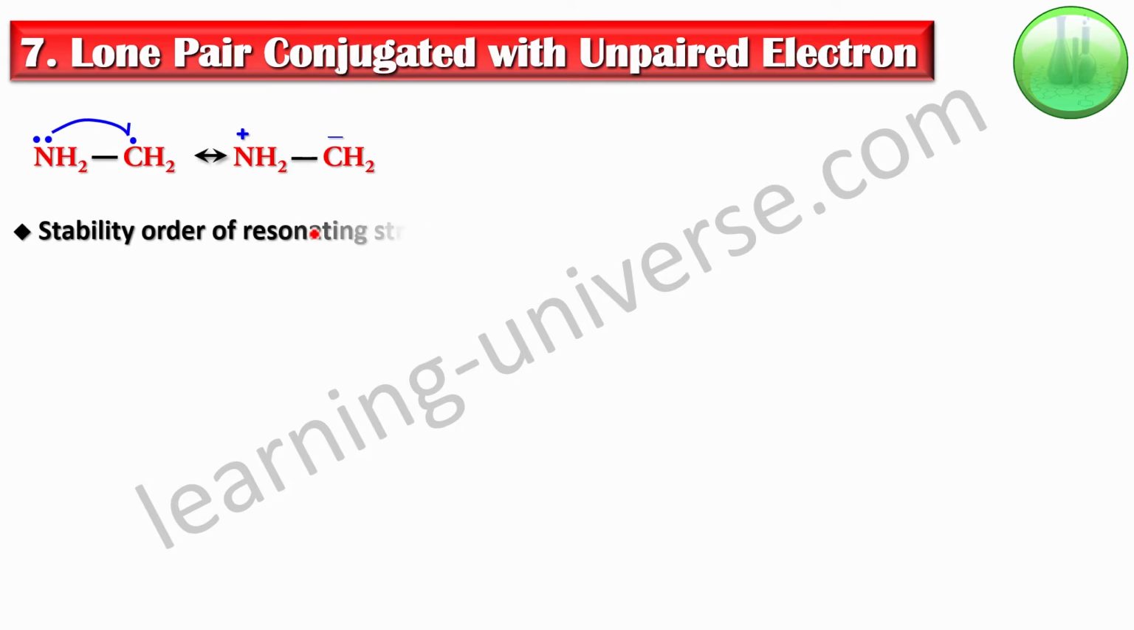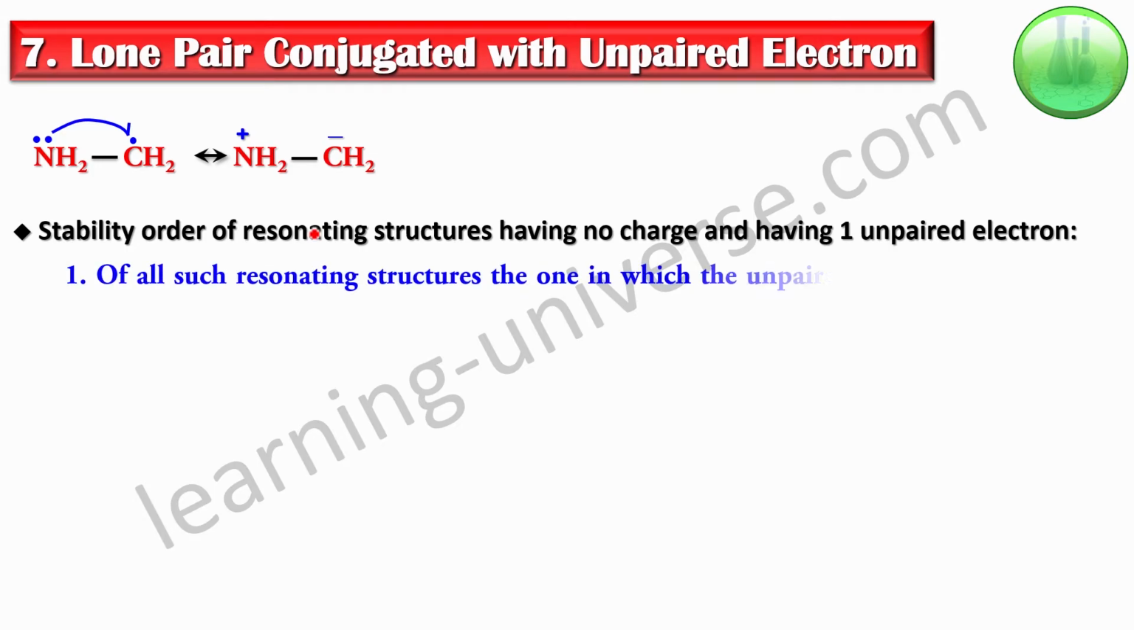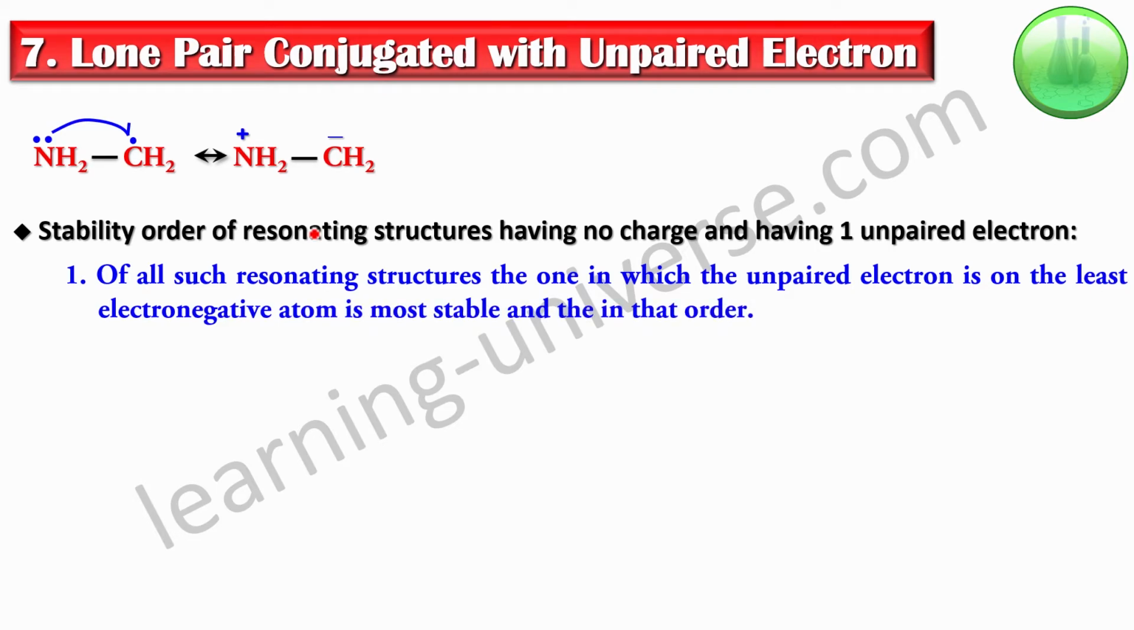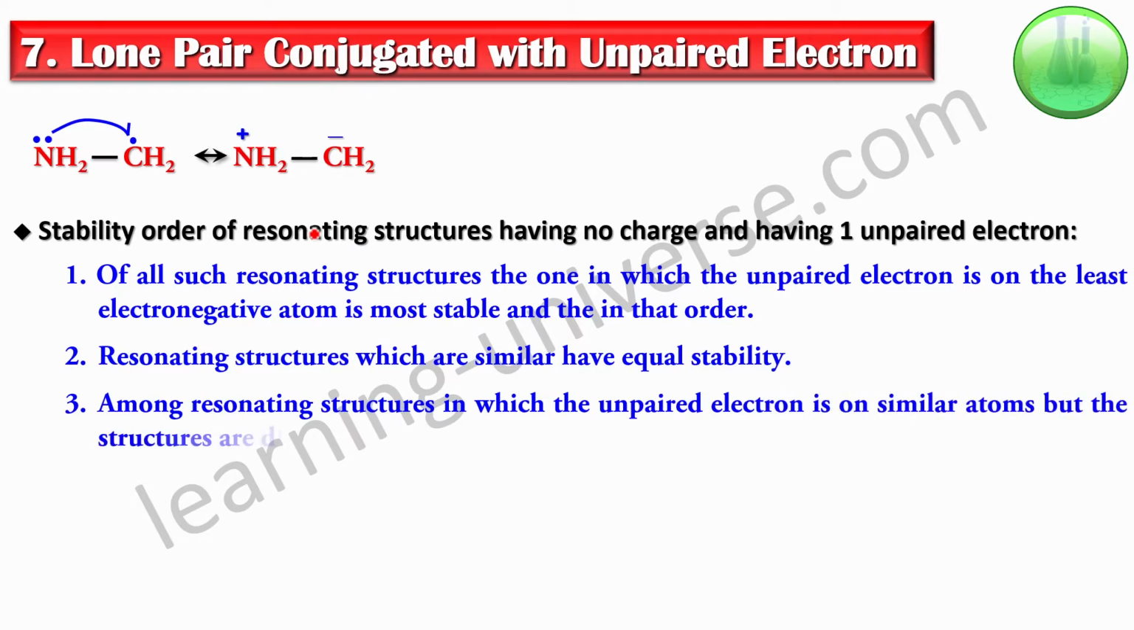And the stability order is very simple. You know that structure 1 is not having any charge, and the unpaired electron should be on the least electronegative atom. So structure 1 is going to be more contributing, and the ones which have equal stability, then you use inductive effect. Same logic everywhere, not different at all, and therefore 1 is greater than 2.